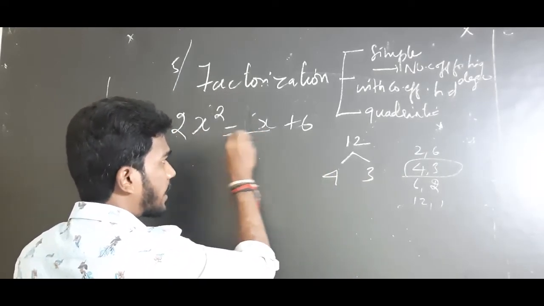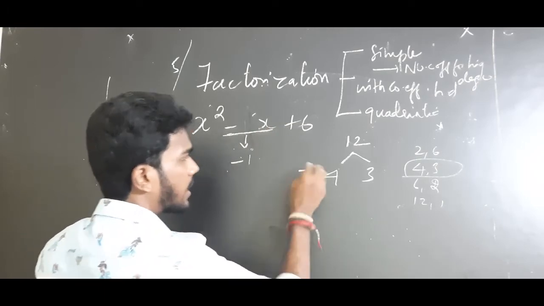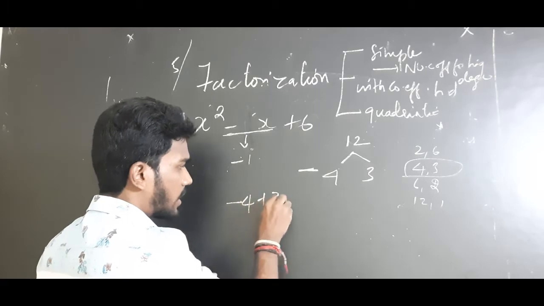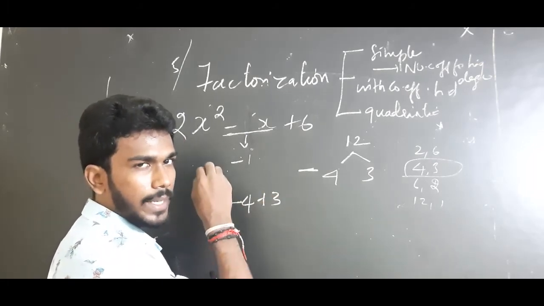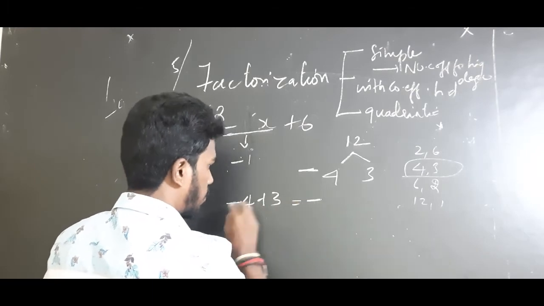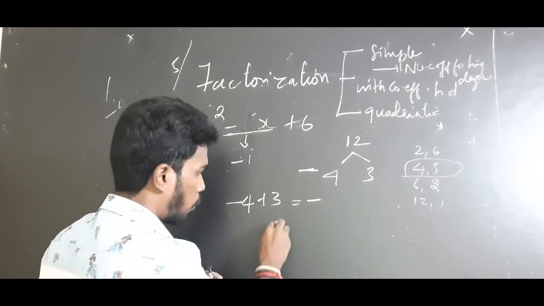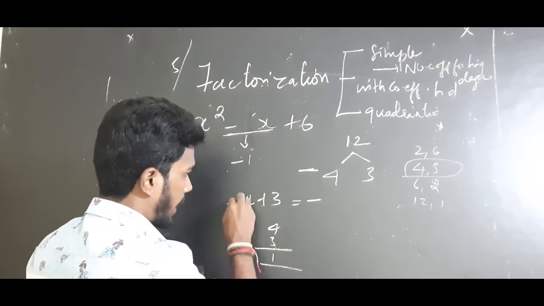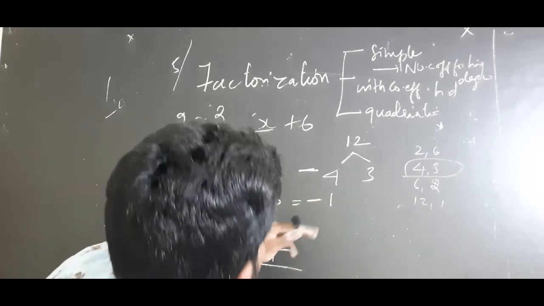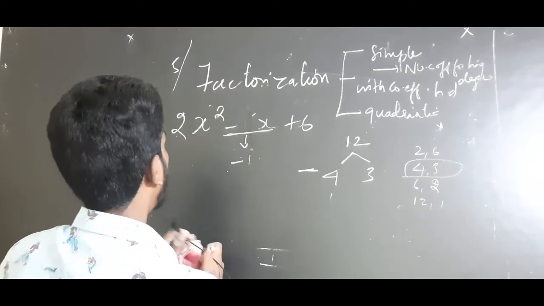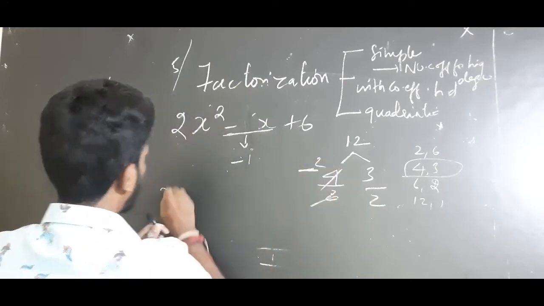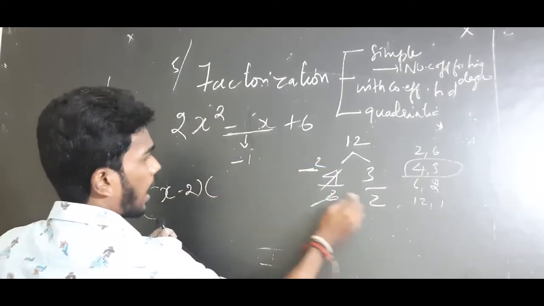If you have a negative sign in the result, definitely the highest number will take a negative value. So minus 4 when added with 3, what will we get? The higher value's sign will be negative. Minus and plus means the operation will be subtraction. So 4 and 3, subtracting we get 1. The sign is minus, so minus 1. So you are receiving minus 1. Again the coefficient will be 2 here. So divide by 2, divide by 2. So x minus 2. Here 2 is there.